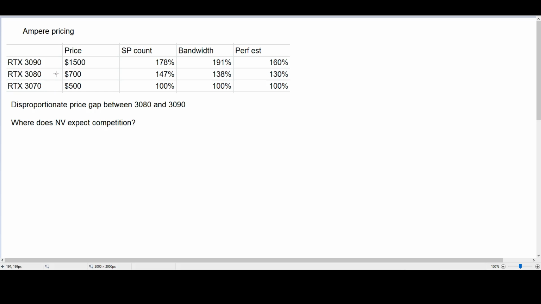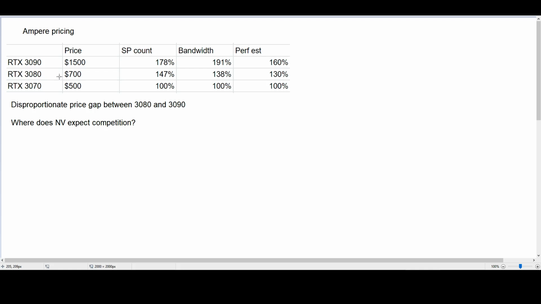But going up from the 3070 to the 3080, you only spend 40% more, while you spend double the price to get to a 3090. So what does that tell us? Well, that tells us that Nvidia is not really expecting any competition to the 3090, and that the 3080 is expecting competition, along with the 3070. So the logical thing is to say that the 3080 is going to be the main competition for Big Navi, and the 3090 should be well clear of it.